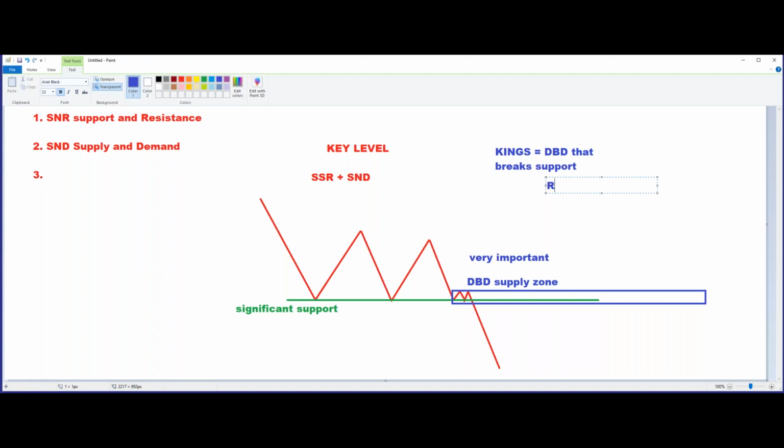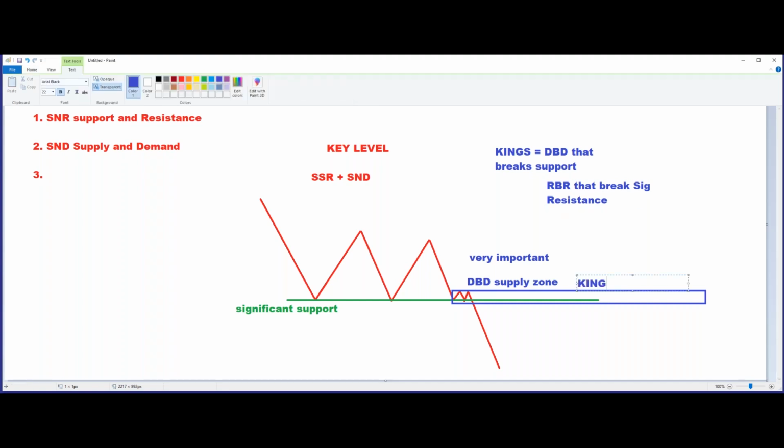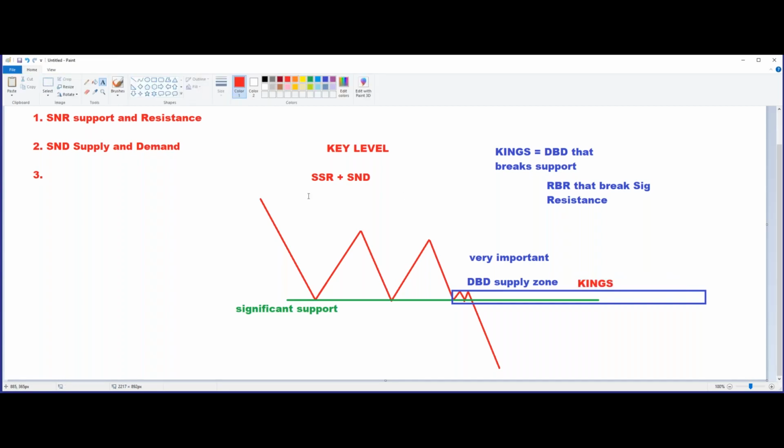Or a rally base rally that breaks significant resistance. So this is king. This is not only a drop base drop, it upgrades itself as a king. Very nice name, is it? Kings, because he is the king. He is the king who breaks this significant support. So we are always looking for this place. Later when the price comes again over here, there is an opportunity for us to do the entry.